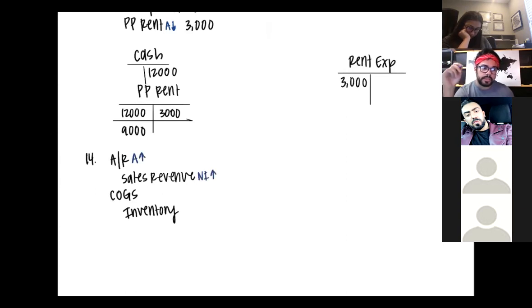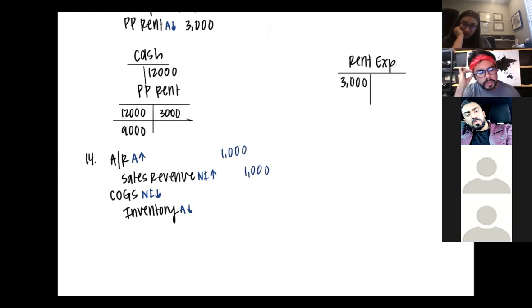Those are assets, net income. Net income is going down, and then inventory for assets. Let's put in numbers for this. Say our selling price was $1,000 for AR and sales revenue, and our gross profit margin, I'm sorry, not COGS margin, was 25%. So 750 to make it? Yeah. Okay.